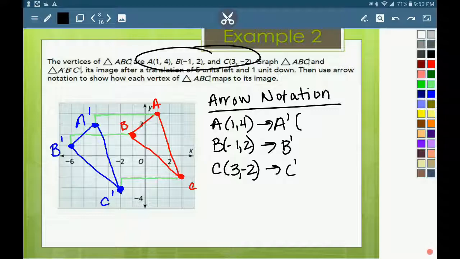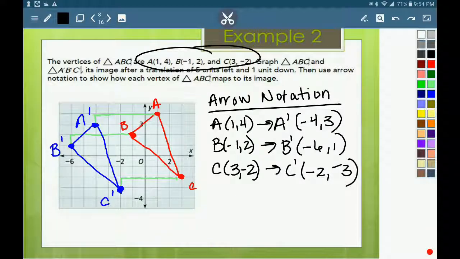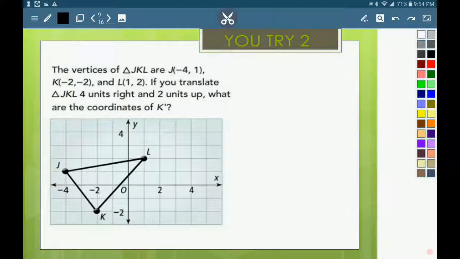So A prime ended up at (-4, 3). B prime ended up at (-6, 1). And C prime ended up at (-2, -3). There's our arrow notation. I'd like you guys to give this a try in your second U-Try. The vertices are listed and they're already graphed for you. Translate the figure 4 units right, 2 units up, and then tell me what the coordinates of K prime are.